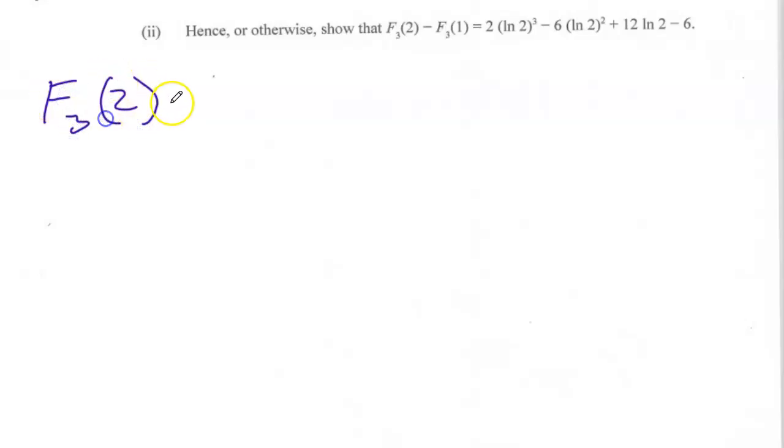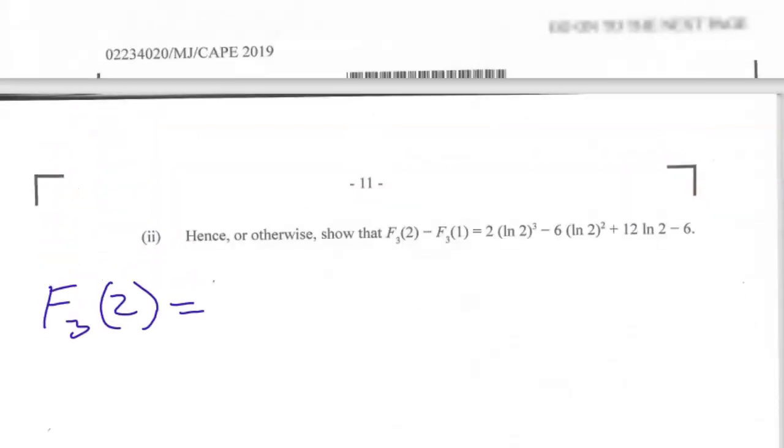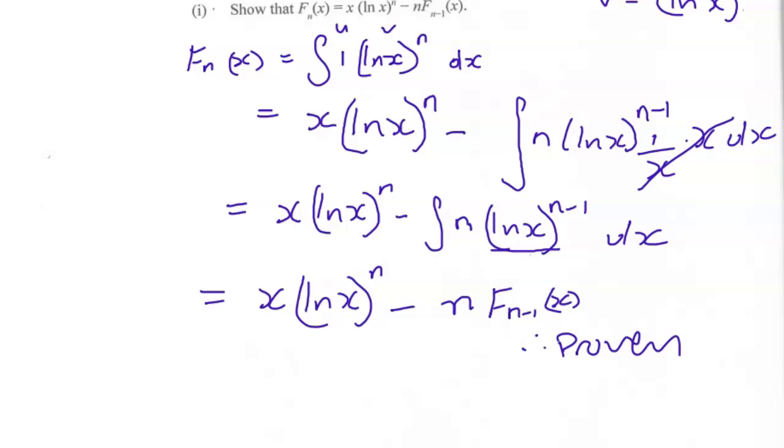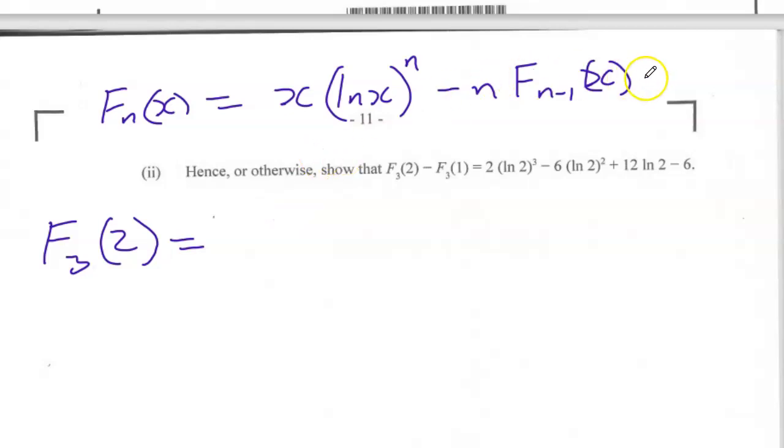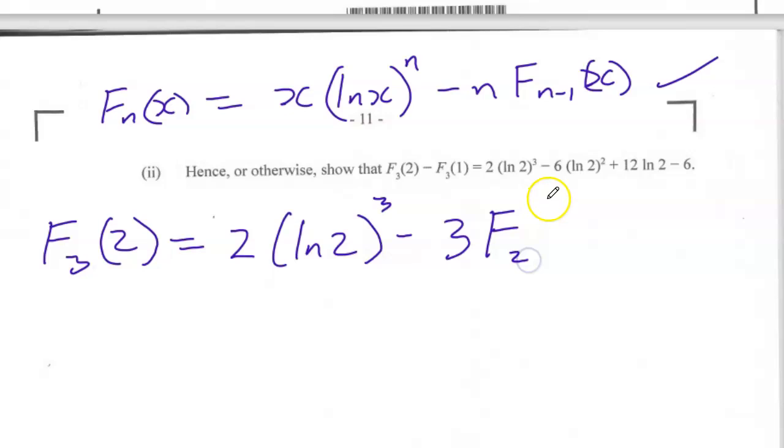f subscript 3 of 2. So we go back to fn. Notice fn, where is it? Here it is, x log x to the power n. Let me just rewrite it down here, so I don't have to keep going back and forth. So I replace the n with 3 and the x with 2, right? So 3 minus 1, that's 2. I replace x with 2, so I end up with that.